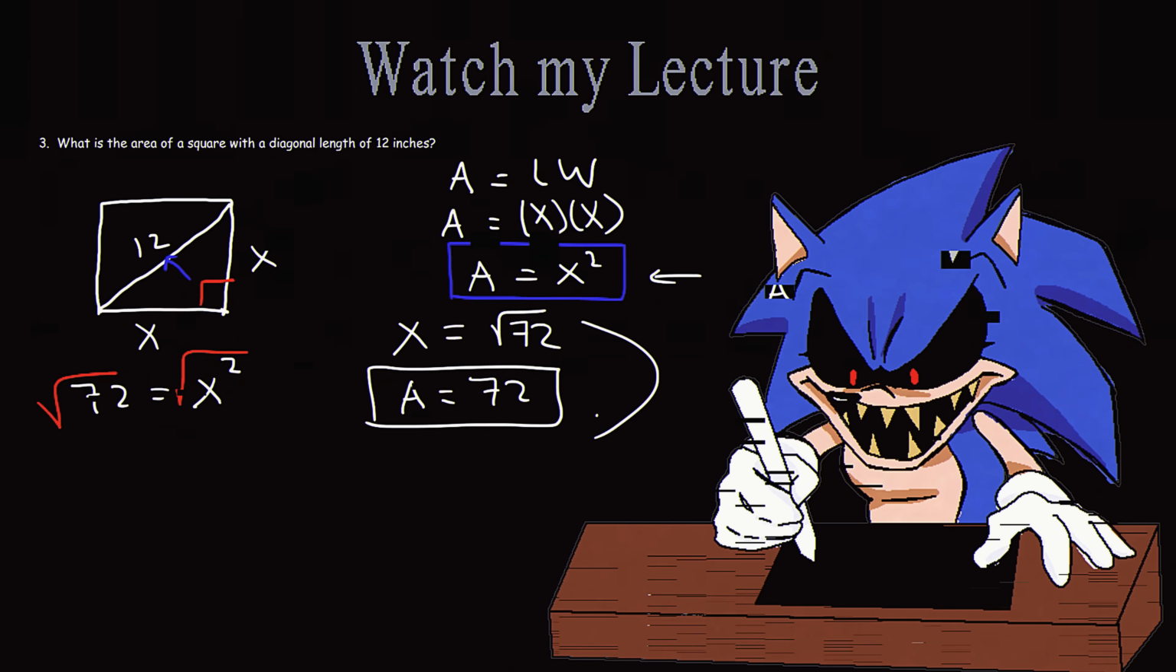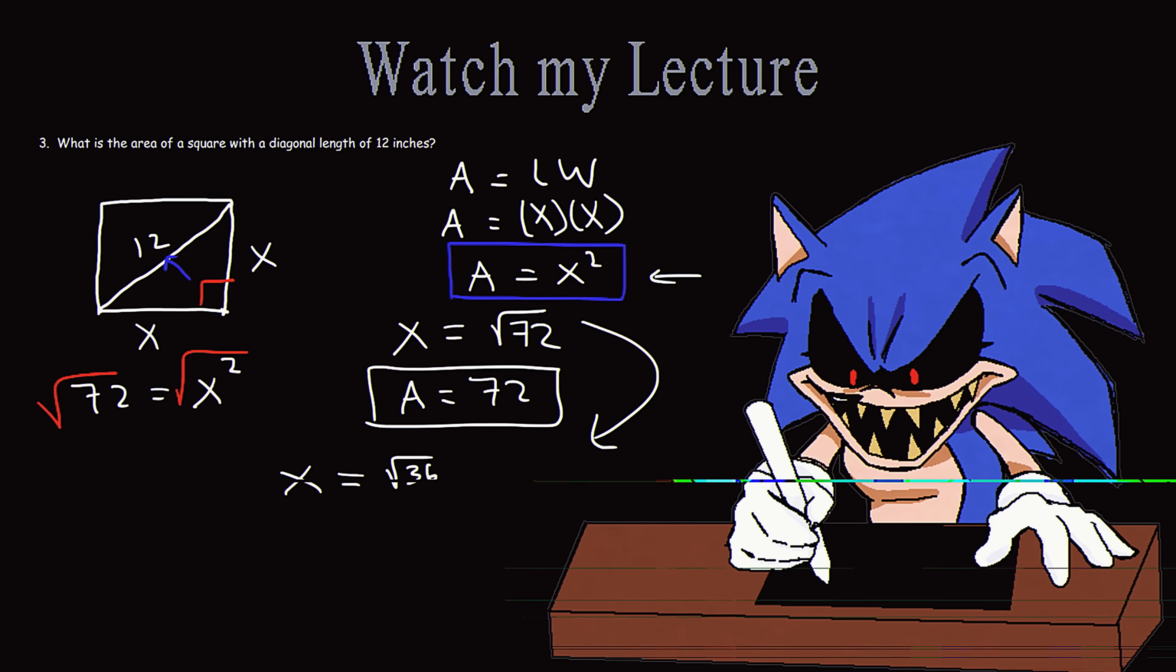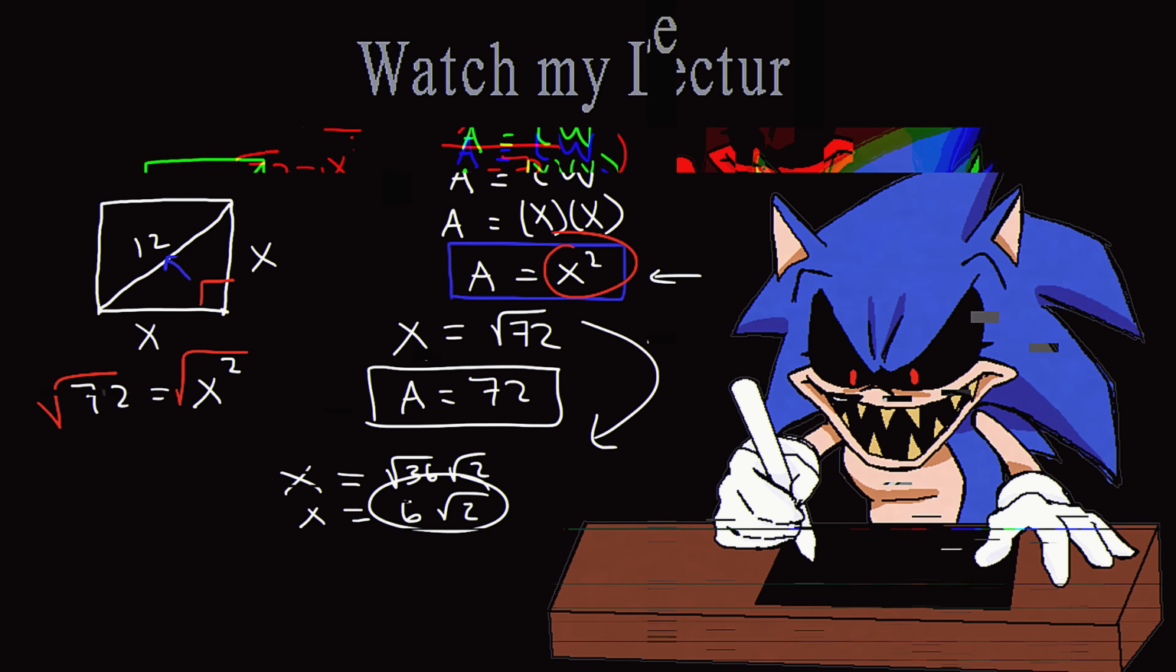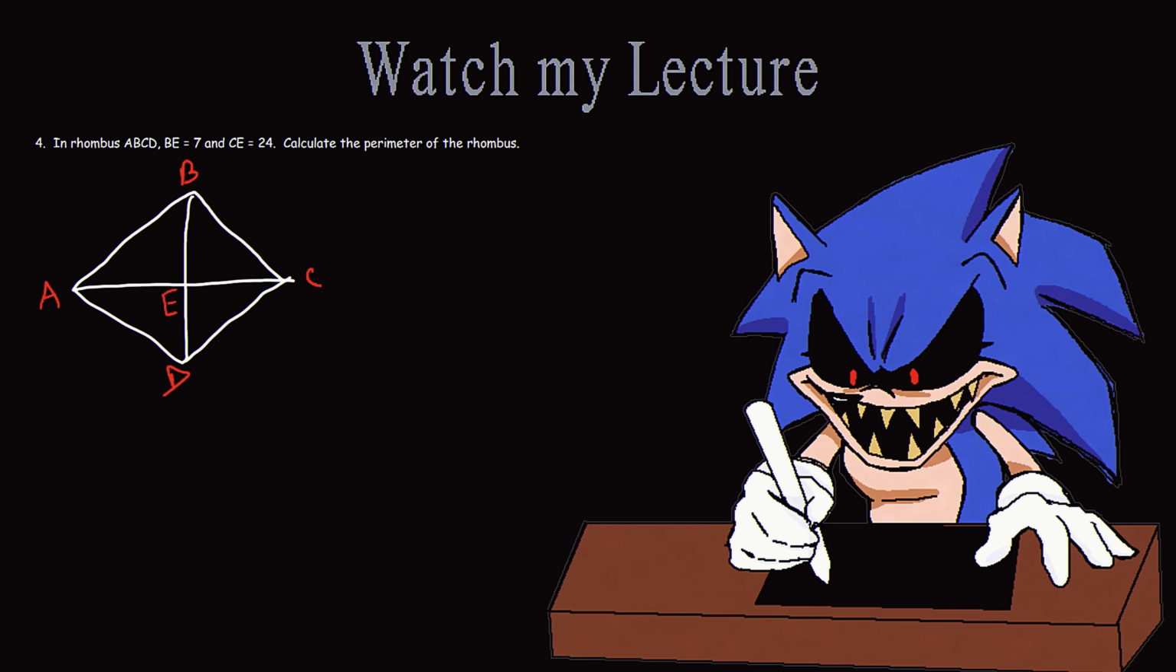By the way, if you want to simplify this radical, you can say that 72 is 36 times 2. And the square root of 36 is 6. So x is 6 square root 2. But the area is x squared. And we can see that x squared is 72, which means a is 72 in this example.